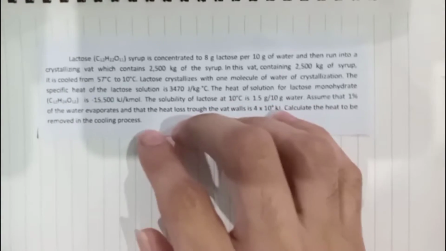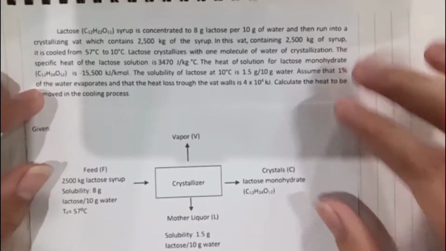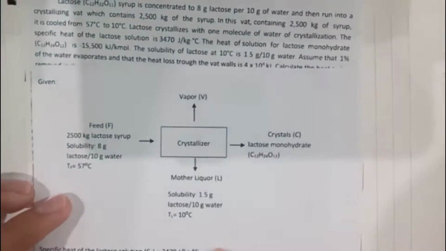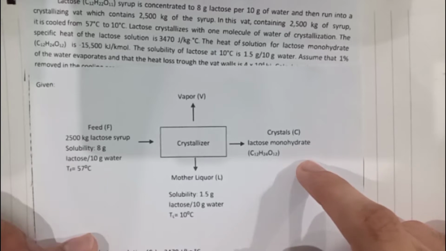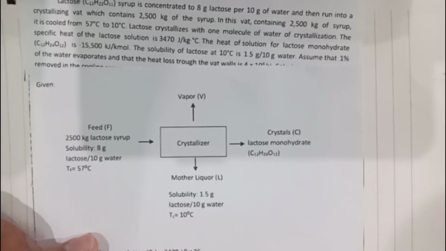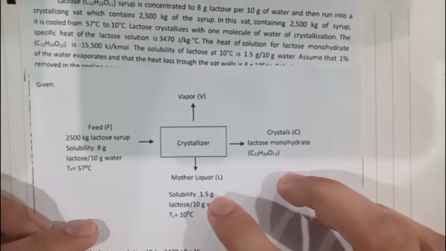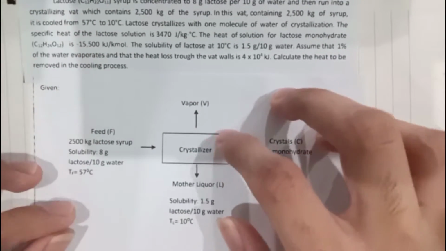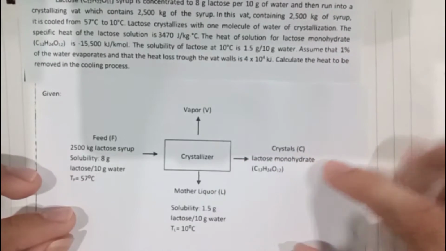And we can easily visualize this with a diagram. So here's my diagram. Now, our lactose syrup will be cooled from 57 degrees Celsius to 10 degrees Celsius. Upon cooling, some of the lactose will be crystallized into lactose monohydrate, because at 10 degrees Celsius, the solubility of the lactose is 1.5 gram per 10 gram of water, and some water will become vapor. And it is said that 1% of the water will evaporate.